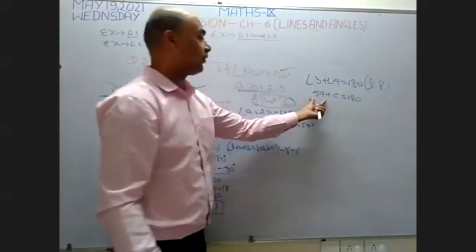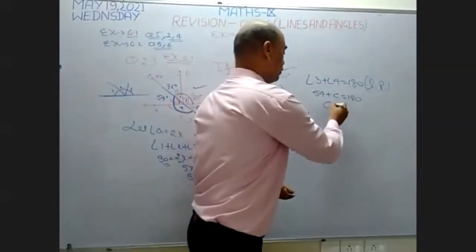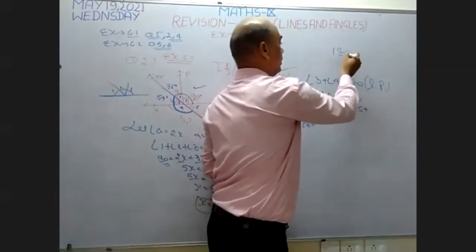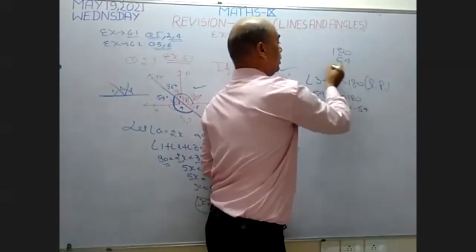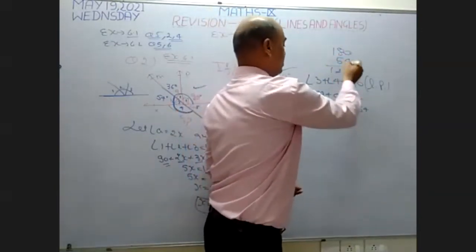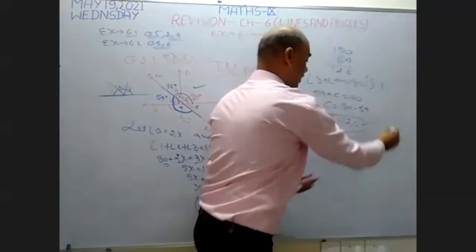I take this number 54 from left to right, so it becomes positive to negative. So the value of C becomes 180 minus 54. 10 minus 4 is 6. What is left? 7. 7 minus 4 is 2. What is left? This becomes 126 degrees. This is the answer of this question.